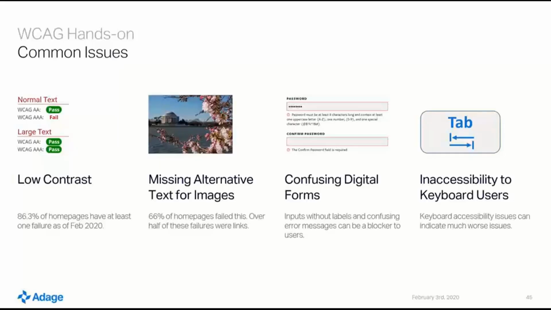All right, that covers all 4 of these common issues. And as a reminder, the topics we covered are low contrast, missing alt text for images, confusing digital forms, and inaccessibility to keyboard users.